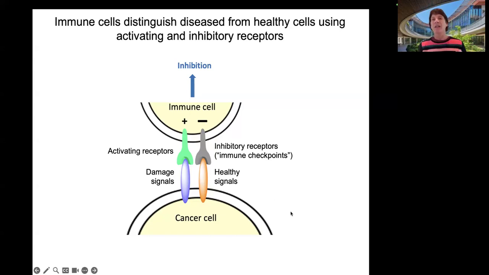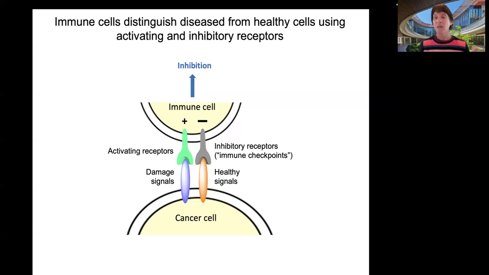And the big discovery in cancer biology in my lifetime, I would say, is the fact that when cancers succeed, it's usually because they have figured out a way to trick immune cells into thinking they're totally healthy. And the way they do that is by increasing the abundance of these orange healthy signals so that they will dominate over these blue damage signals.